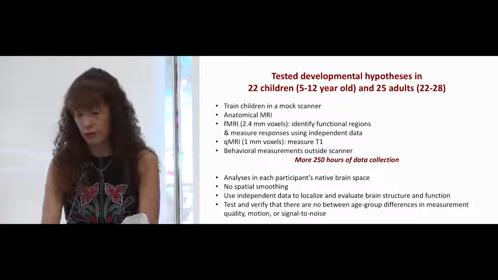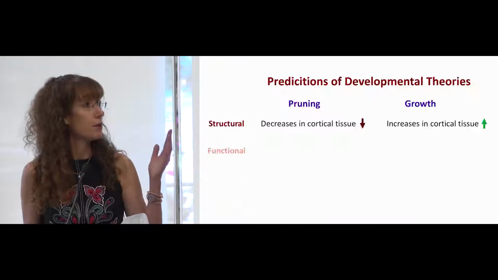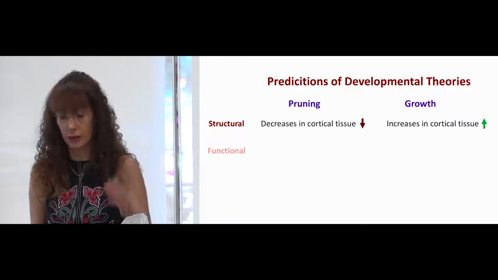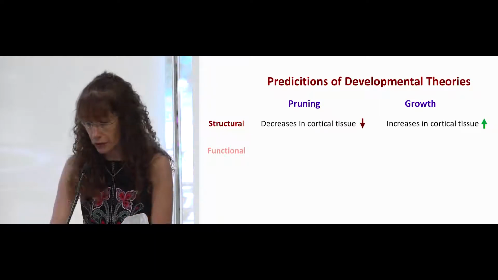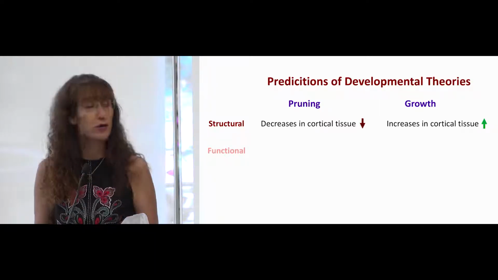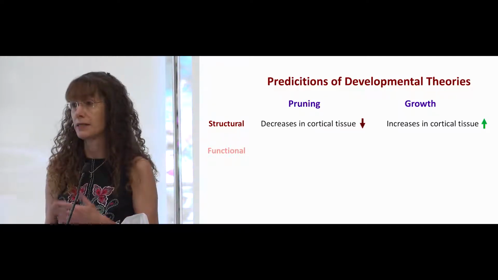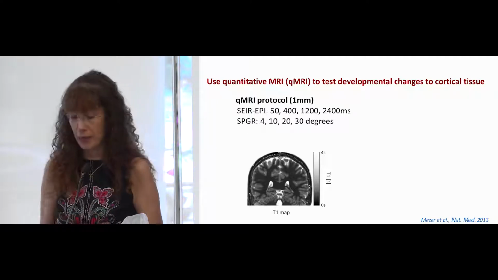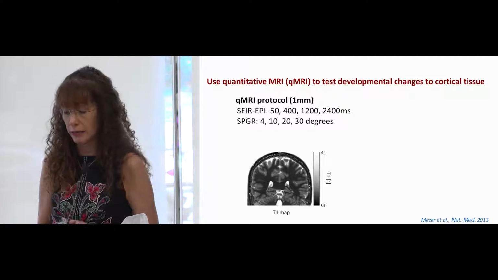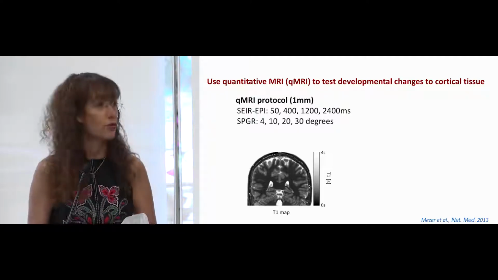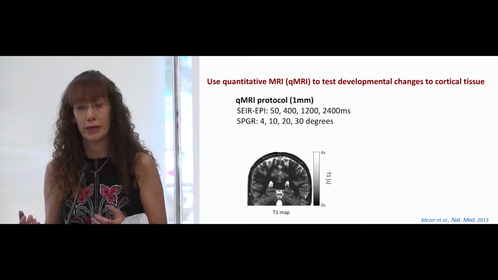So let's get back to our developmental hypothesis. Considering the structural hypothesis, pruning is associated with decreases in cortical tissue, and growth predicts increases in cortical tissue. Now, with the in vivo measurements available to us today, we cannot do cellular-level measurements like has been done in the monkey brain. However, we can leverage new quantitative MRI sequences to examine structural changes in vivo in our human participants. So what is quantitative MRI?